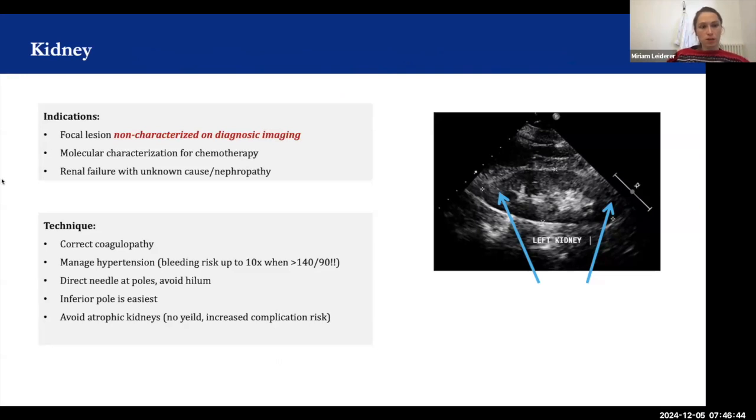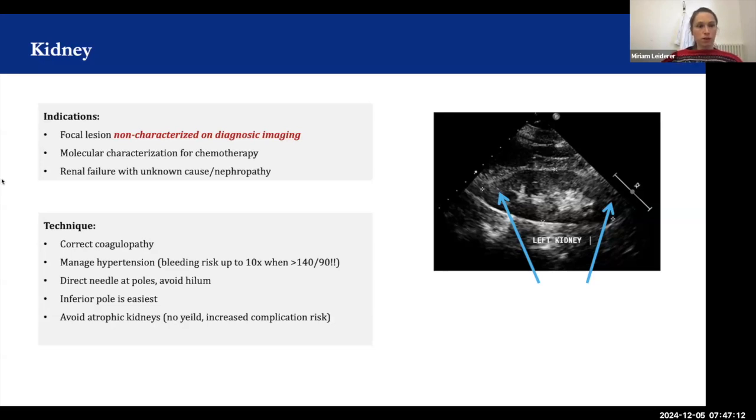So what are the indications? A focal lesion that is non-characterized on diagnostic imaging. So if you're not sure if it's a renal cell carcinoma or a renal lymphoma, for example, things like that, or even an abscess, maybe. Well, there are scenarios where you don't know what it is, and then you may want to biopsy it.